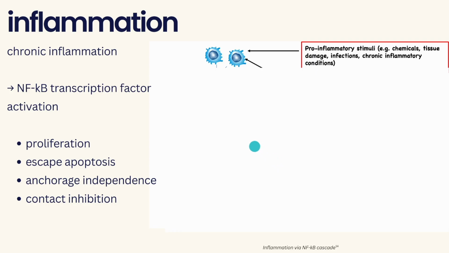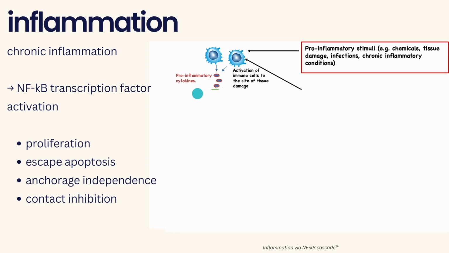Another key method of HCC pathophysiology is chronic inflammation, especially through the nuclear factor kappa B transcription factor pathway. And this happens to increase proliferation, allow the cell to escape programmed cell death, and promote metastatic processes through anchorage independence and contact inhibition. So pro-inflammatory stimuli, those environmental factors like alcohol or chronic infection, metabolic dysfunction, will promote these macrophages to express these pro-inflammatory cytokines.